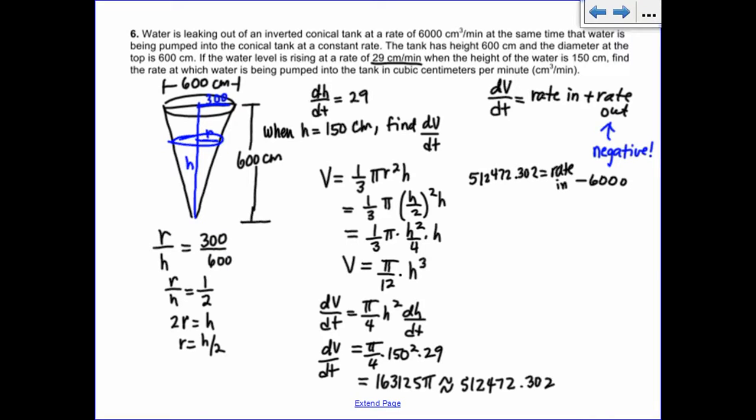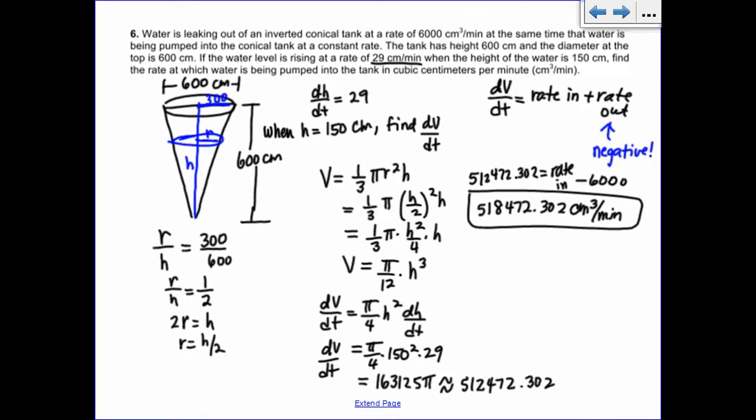So the rate n minus 6,000 has to equal that total change in volume. So you just add 6,000 over. So it should be 518,472.302 centimeters cubed per minute. So treat it as a total rate of change of the volume, and then at the end adjust. Okay, does that make sense?